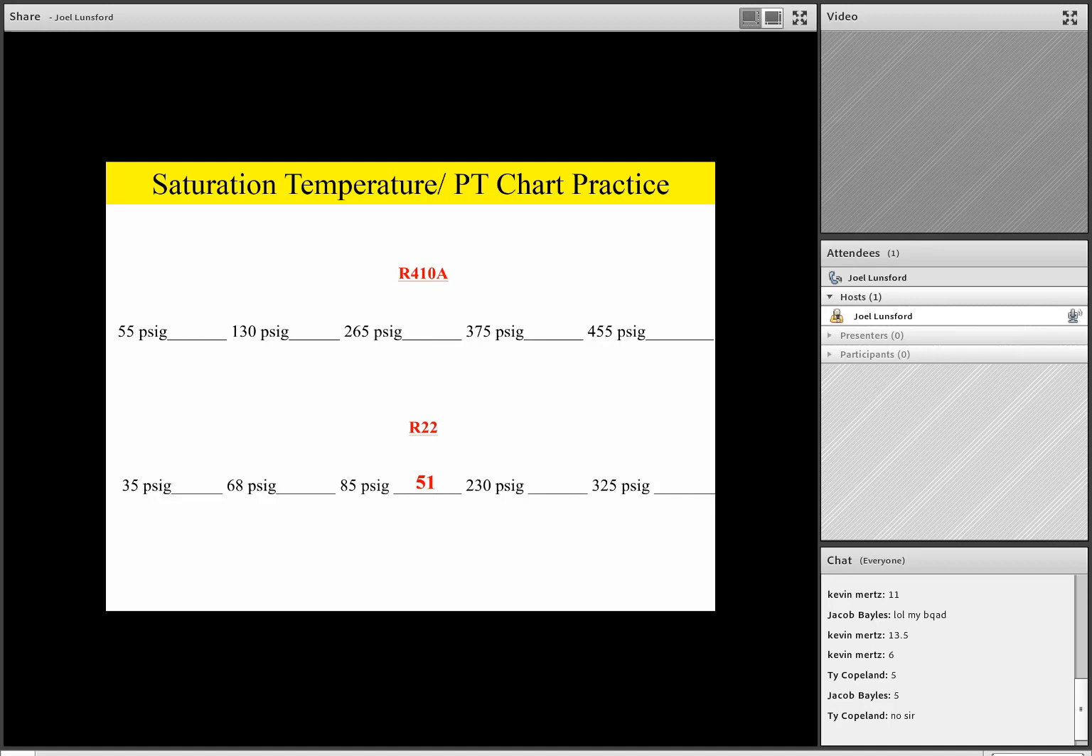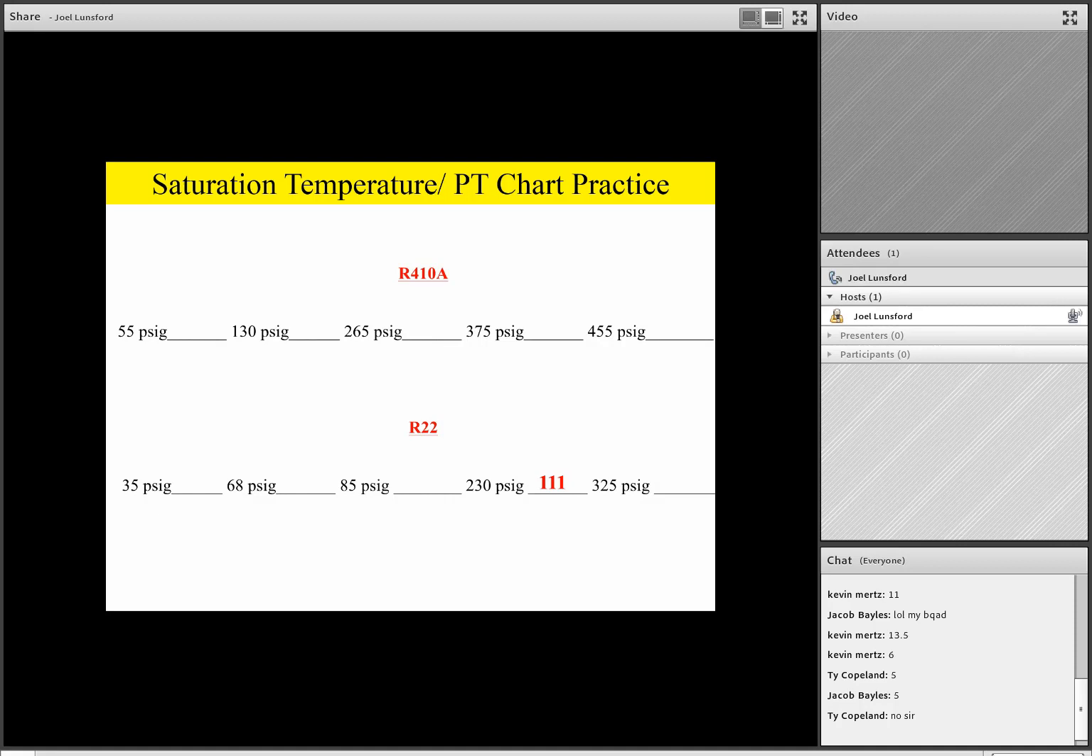At 230 pounds of pressure for R22, tell me, team, at what temperature is that hot gas turning back into a liquid in the condenser? That is correct, 111 degrees. Now remember, team, it's very, very important that if you're within 1 or 2 degrees of the chart, that's close enough for field work. Let's do a final example.